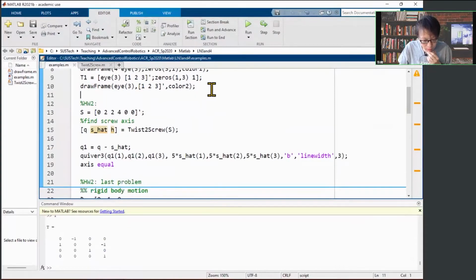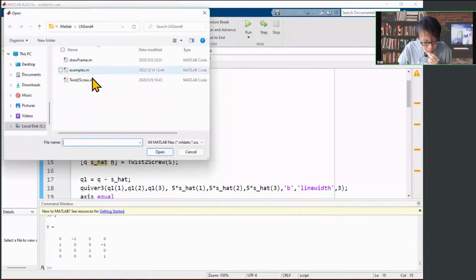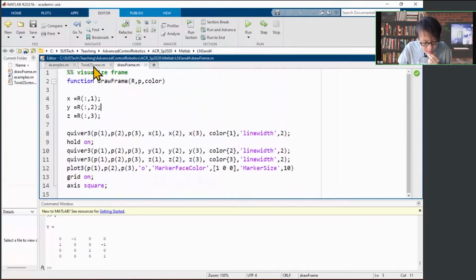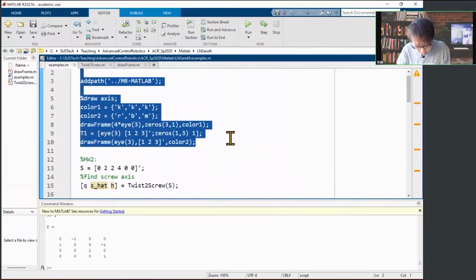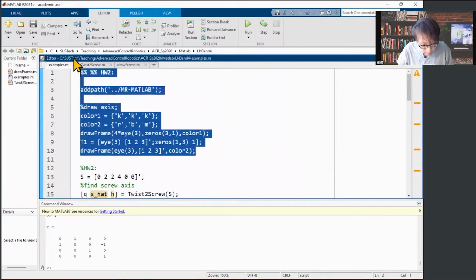I think I have a draw frame function defined. If you want to open that, draw frame, that's how I draw a frame. Let's see the examples. Let's draw a frame, and I define a frame T1, and I can show this T1 here. Let's see that. Hold on. Let's see that.